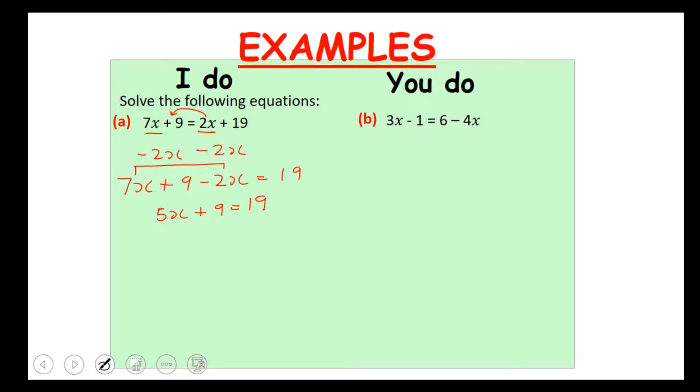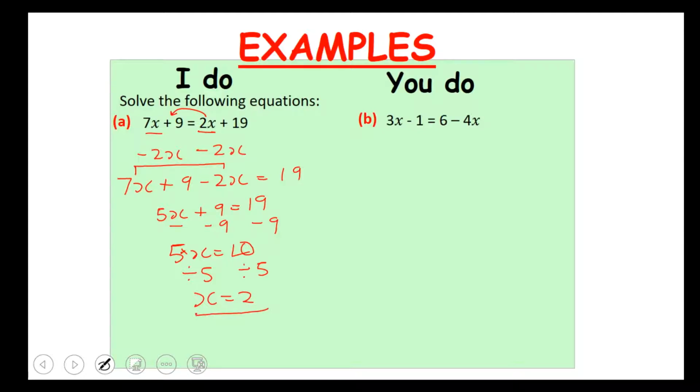So now this is a two-step equation like you've had in the previous lessons. So now what I do is I need to get x on its own, so I would subtract 9 from both sides to get rid of that 9. So now I've got 5x equals 10. 5x means 5 times by x. Inverse of times is divide, so divide both sides by 5. Now I've got x equals 2.